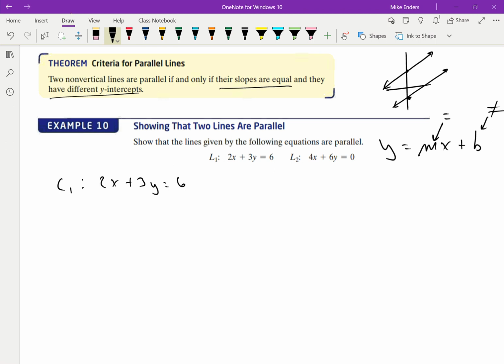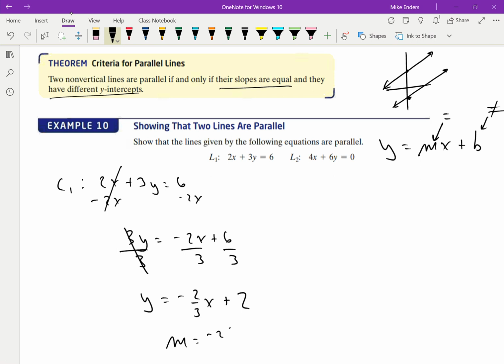So if I want to get the y by itself, I've got to get rid of that x term, so let's subtract 2x from both sides. So 3y is negative 2x plus 6. To get rid of the 3, right now I have 3 times y, so I need to divide by 3. 3 divided by 3 is 1, which is just 1y, or y. And then we end up with negative 2/3 x. 6 divided by 3 is 2. So my slope is negative 2/3, and my y-intercept is 2.